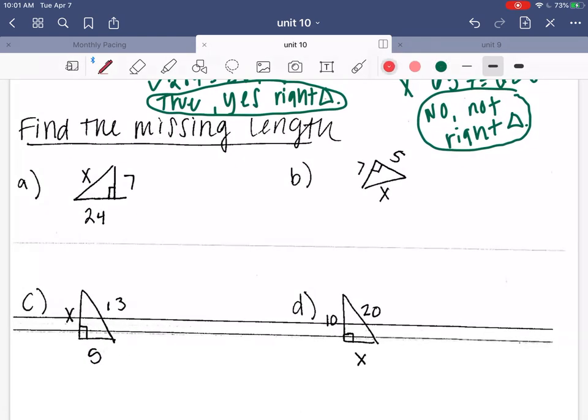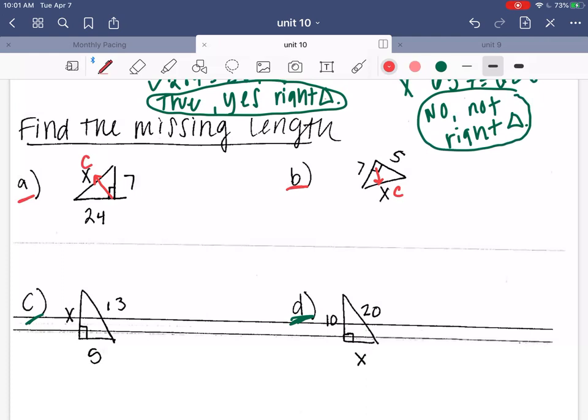And then we're going to use the Pythagorean theorem to find missing lengths. So be careful, because there's two types of problems here. Problems like A and B are the same, and problems like C and D are the same. And you will see why. For A and B, you see that the length that you're missing is C. It's the hypotenuse because it's directly across from the right angle. You're missing the length of the hypotenuse.